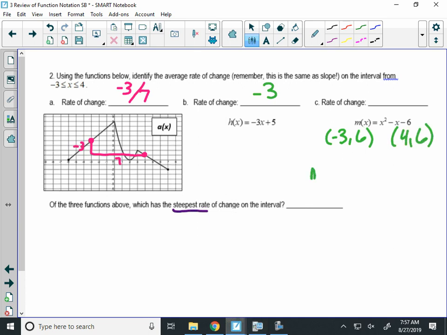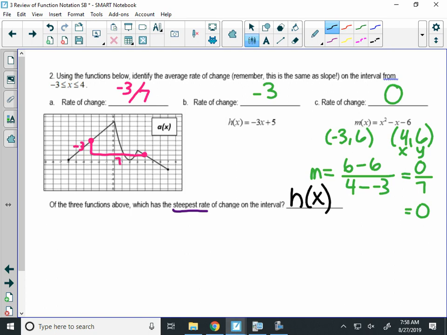To find the rate of change, I've used the slope formula. So I'll take one of my y's here. I'll do 6 minus the other 6 over the x of 4 minus negative 3. 6 minus 6 is 0 over 7, and 0 divided by anything is 0. So actually, the steepest rate of change is the largest absolute value of the slope. That would be h of x. H of x, if I graphed all of them, would be steepest on that interval.